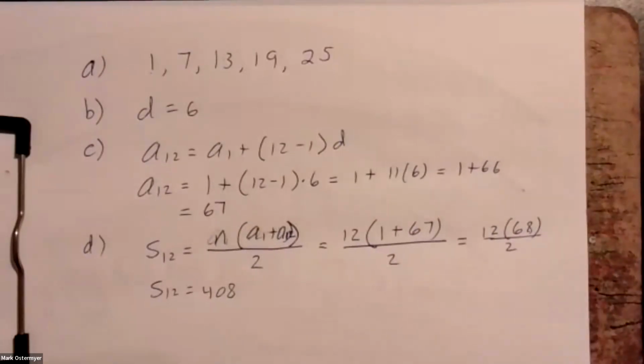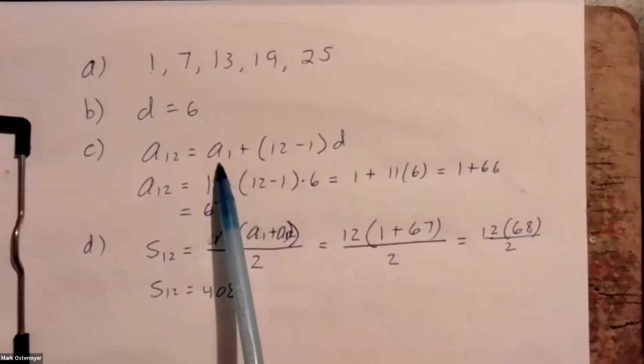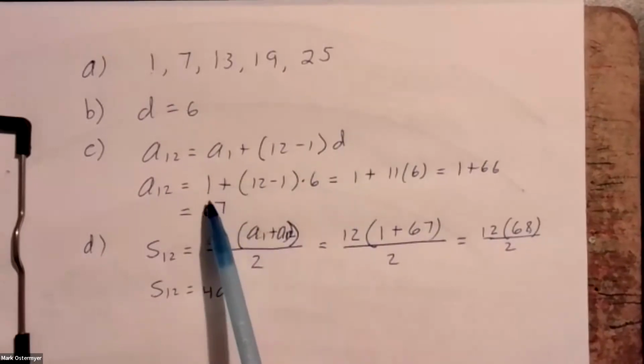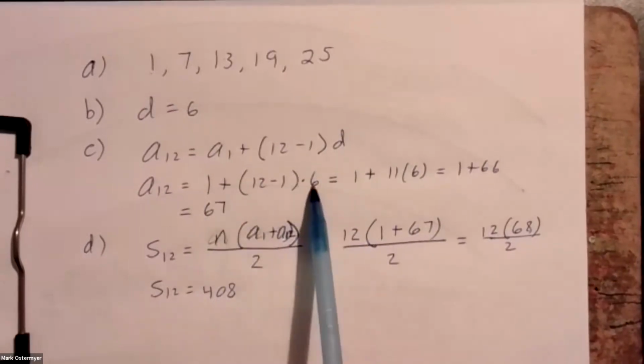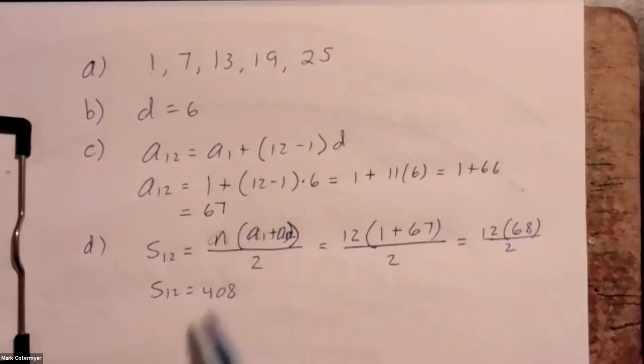All right, let's take a look here. The first five terms of this arithmetic sequence would be 1, 7, 13, 19, 25. The common difference is 6. The 12th term is found by using your nth term rule, where n is 12, the first term is 1, and the common difference is 6. It's going to be 1 plus 12 minus 1 times 6, 1 plus 11 times 6, 1 plus 66. 67 will be your 12th term.